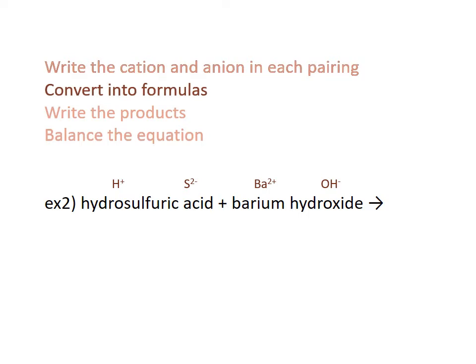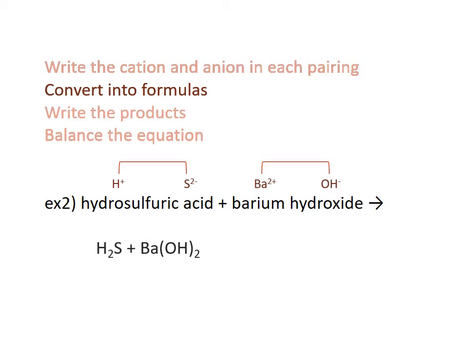Now we're going to convert into formulas. H plus and S2 minus, lowest common charge is 2, so I will need 2 H's to give me a +2 charge and 1 S to give me a -2 charge. Barium hydroxide, also lowest common charge is 2, so 1 barium gives me a +2 charge, 2 hydroxides gives me a -2 charge, so Ba bracket OH bracket 2.